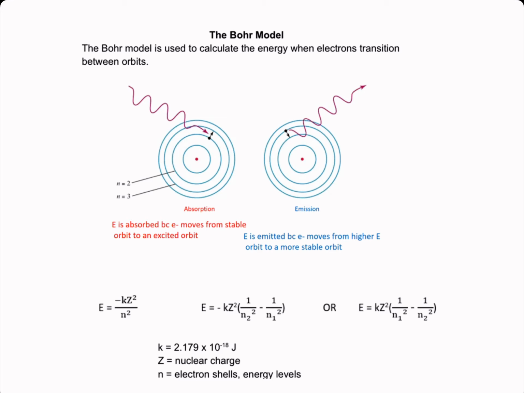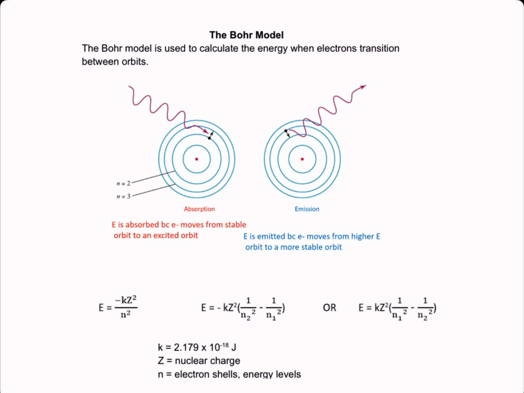We're going to talk about the Bohr model and how it is used to calculate energy. The Bohr model is used to calculate the energy when electrons transition between orbits. The nucleus contains the protons and neutrons, and around the nucleus are the electron shells or the energy levels, and that's where the electrons are located.